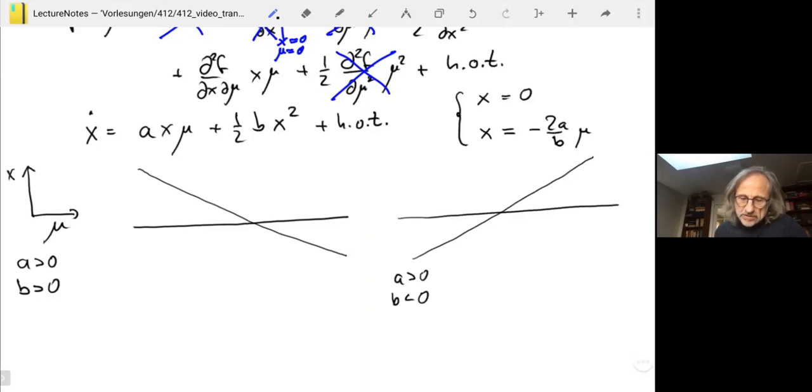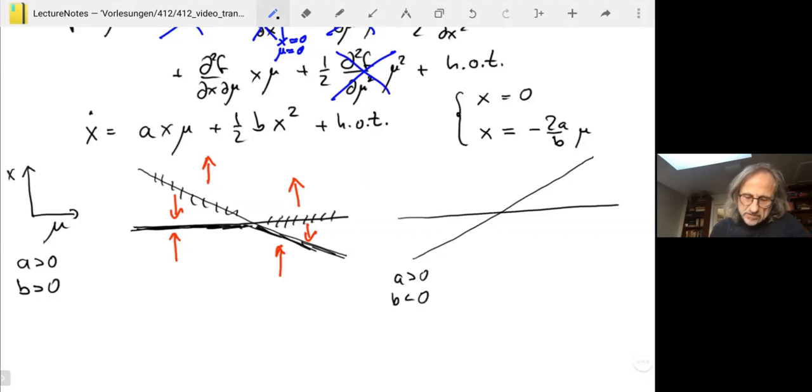Let's quickly do the stability. So how can we do that? Well, let's consider in our first case, let's assume a and b are both positive. So if a and b are both positive, let's assume mu is positive, then the right-hand side is positive. Or in other words, if x is positive and mu is positive, we have x dot positive, and everything else looks like this, meaning the stability looks like that. So this guy is stable, as is this guy, whereas this guy is unstable, as is this guy.